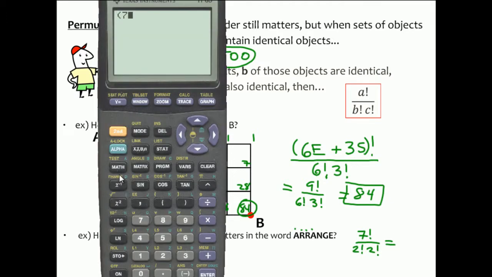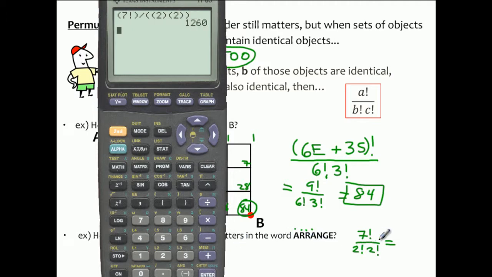So on your calculator, you've got 7 factorial, divide by 2 factorial, which is just 2, and another 2 factorial.